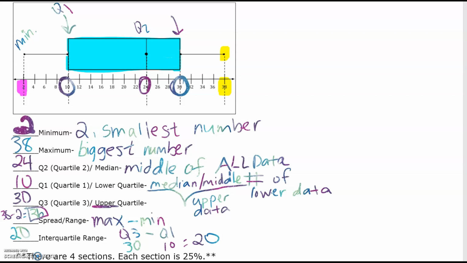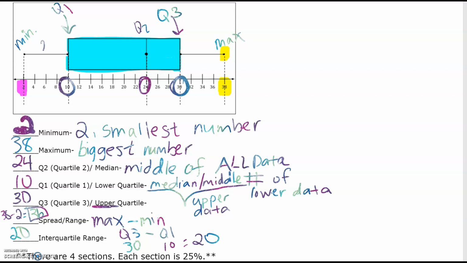So Q2. And then our Q3 is going to be on the 30. Oh, my pen didn't want to work. Sorry. Q3, which is at the 30. Now the 38 at the end here is our maximum. So max.